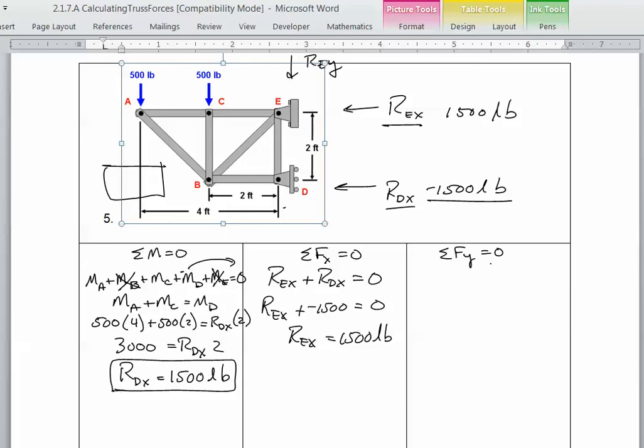Now, I have to do my summation of the forces in the y direction. Well, at point A, I've got 500 pounds, it's going down, so it's negative 500. The next one is negative 500. And then as I make my way across here, I have the reactionary force at point E in the y direction. Well, this gives me negative 1,000 plus the reactionary force at point E in the y direction equals 0. Take the 1,000 over to the other side, and we find out that there's a reactionary force at point E in the y direction of 1,000 pounds.